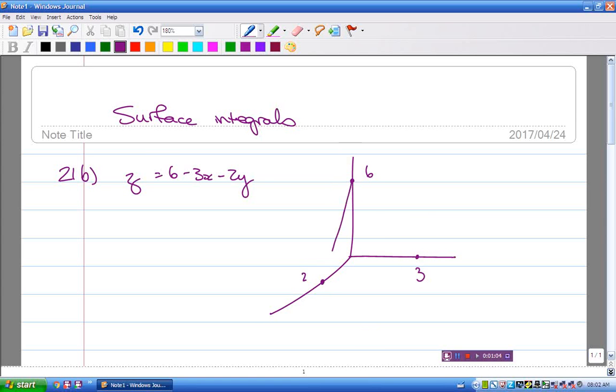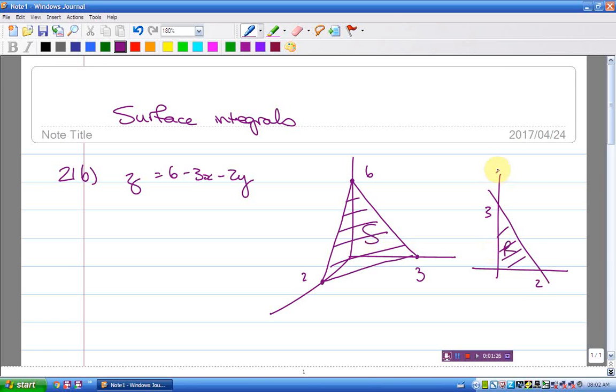And so it's one of these planes that you can draw like a leaning over triangle. Now, of course, the plane itself continues forever, but we're only interested in the bit that's in the first octant. So it is only that triangle we're interested in. And the projection onto the xy plane would be that. So that's S, this is R. Okay?